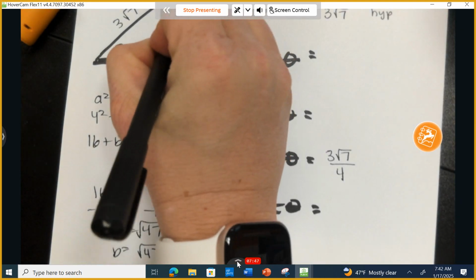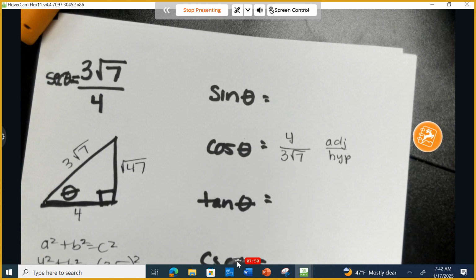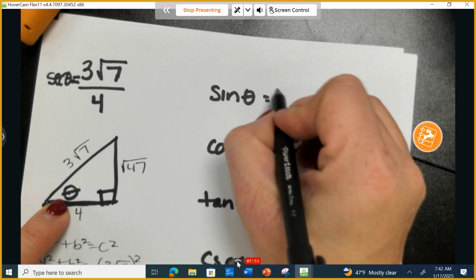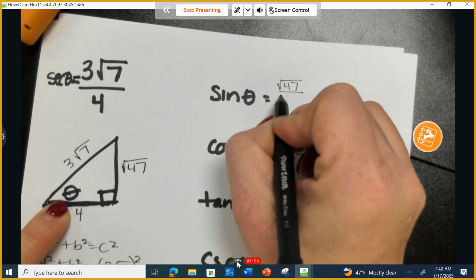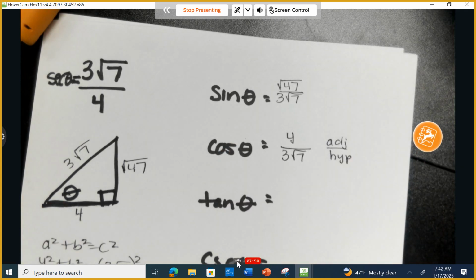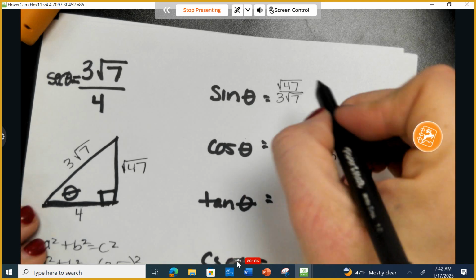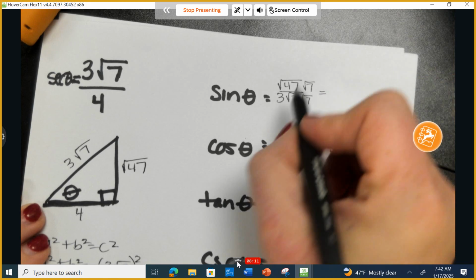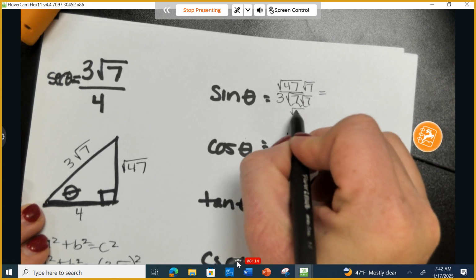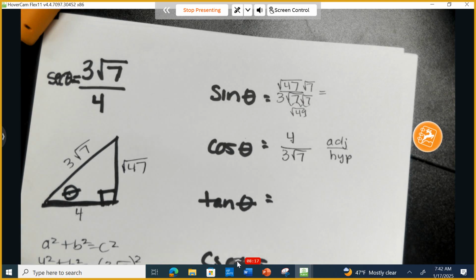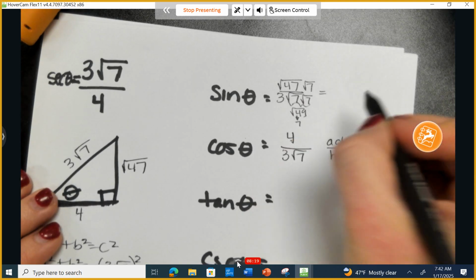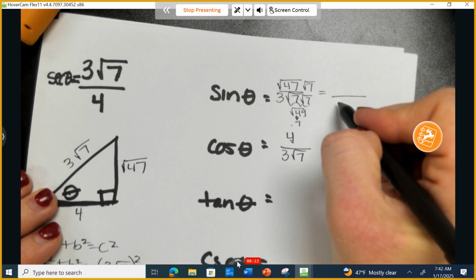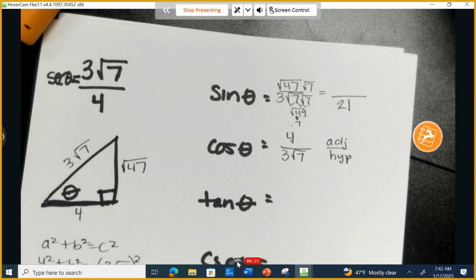So how does that help me? Let's come back up here. What is the sine of this angle? The sine of this angle would be the square root of 47 over 3 square roots of 7. Uh-oh, we have a problem. What is the problem? Radical on the bottom. So what we're going to do is we're going to go times the square root of 7 over the square root of 7. Now on the bottom, I know this is equivalent to the square root of 49 because 7 times 7 is 49. And I know the square root of 49 is simply 7. So in the bottom, I have 3 times 7, which is 21. Perfect. I no longer have a radical in the bottom.